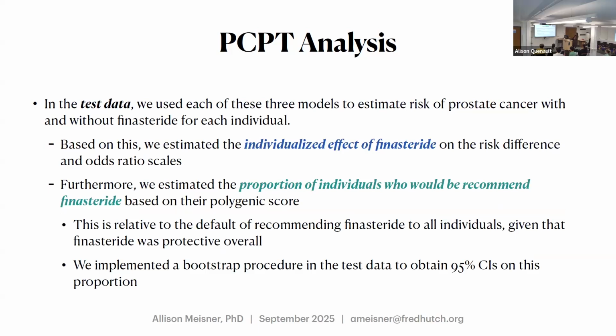So based on those models I showed you with the interaction terms in the test data, we estimated an individualized effect of finasteride on both the risk difference and odds ratio scales. And we also estimated the proportion of individuals who would be recommended finasteride based on their polygenic score. This is compared to the default of recommending finasteride to all individuals, given that for overall prostate cancer, finasteride was protective. We do have an analysis looking at high-grade prostate cancer that I won't go into today, but for the purposes of this analysis, we're just focusing on all prostate cancer. And again, we have a bootstrap procedure in the test data to get confidence intervals on this proportion.